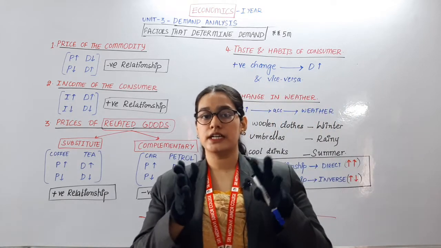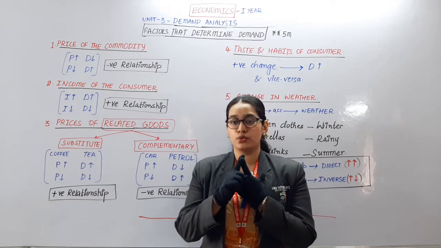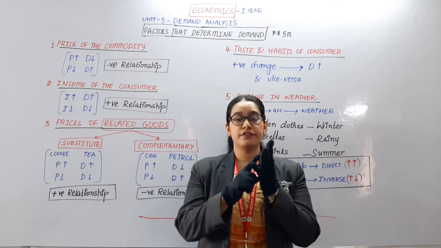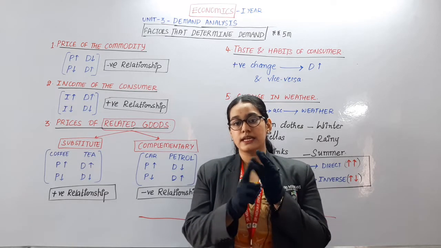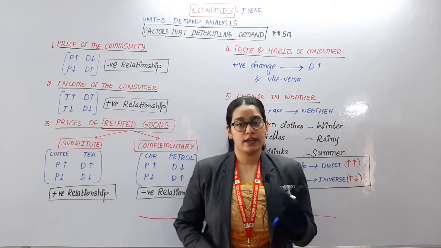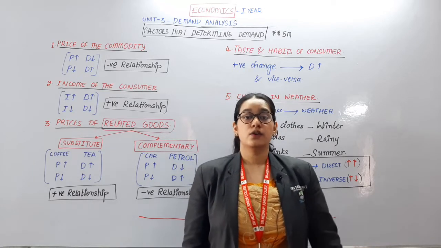Previously we have learned many topics from unit number 1, that is various types of goods, wants, utility and difference between micro and macroeconomics and scope of microeconomics and scope of macroeconomics. So 5 answers have been completed from unit number 1.